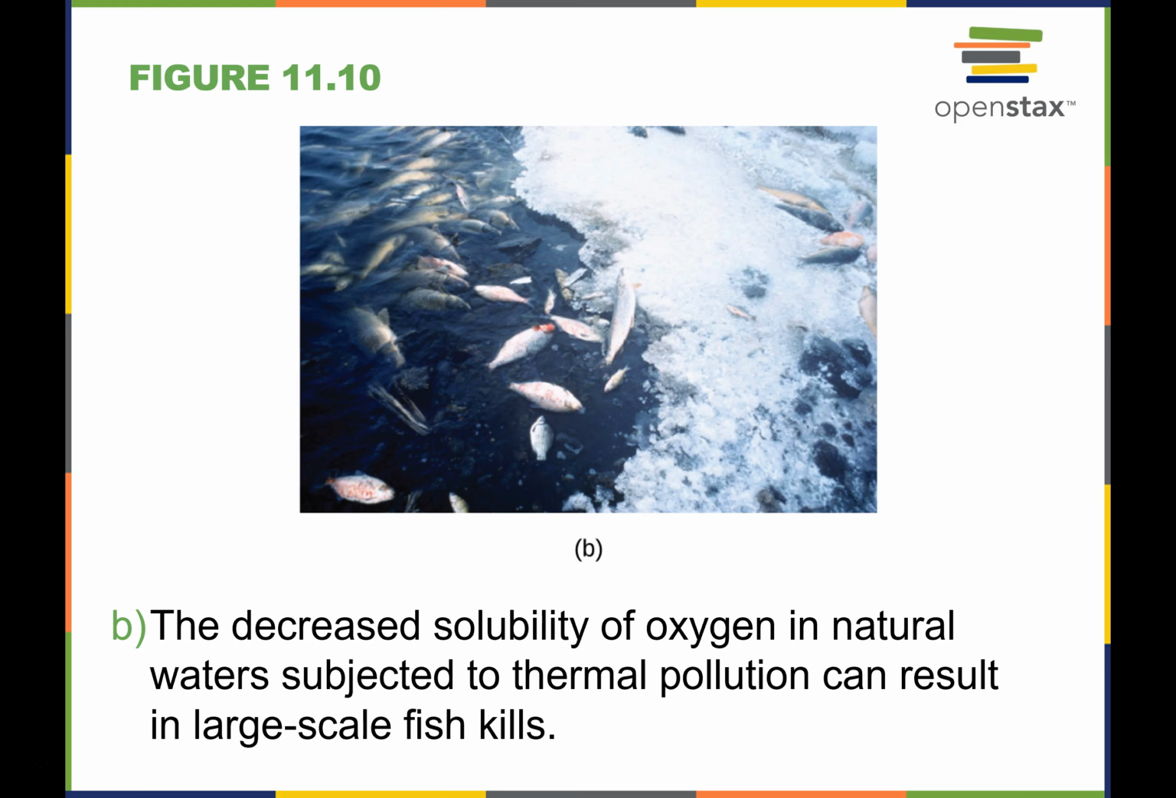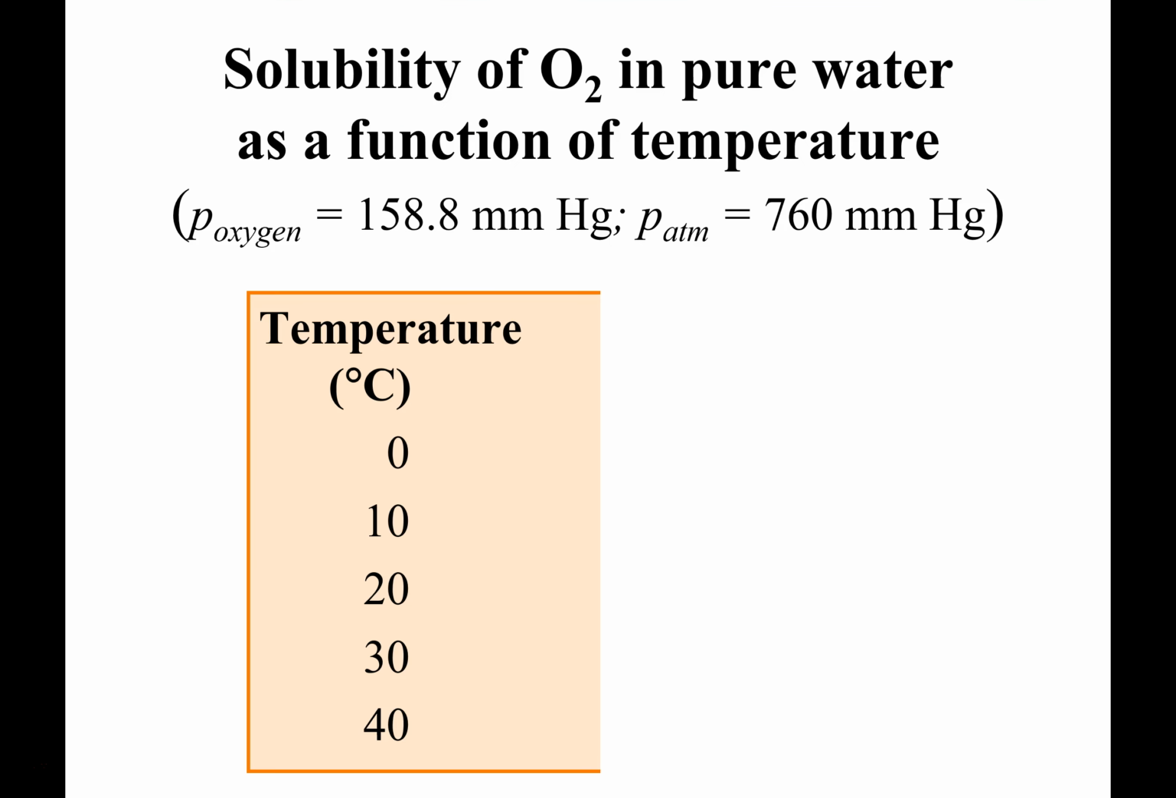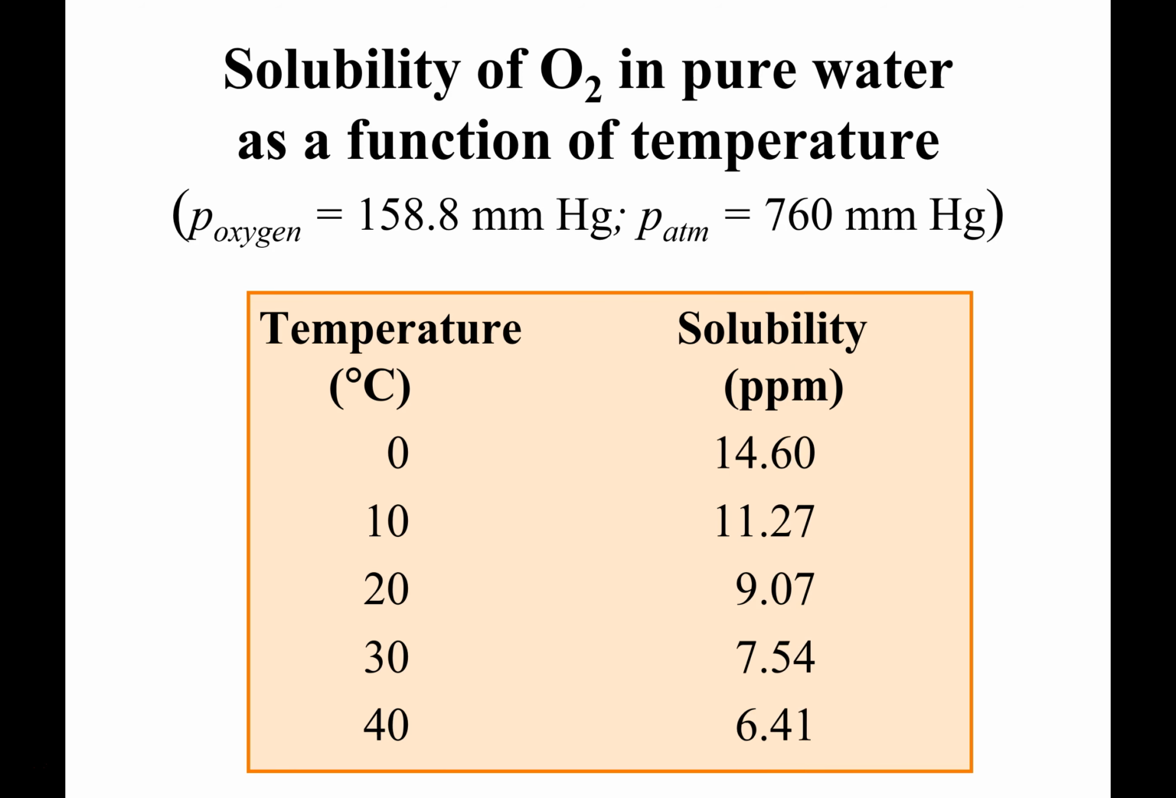Fish kill. With warmer waters in the summertime, you have less air, including oxygen, dissolved in the water for your little fishies to use. This is picking out one particular gas, oxygen, and showing you its solubility at various temperatures. As we get warmer, the solubility goes down, and this is in parts per million O2.